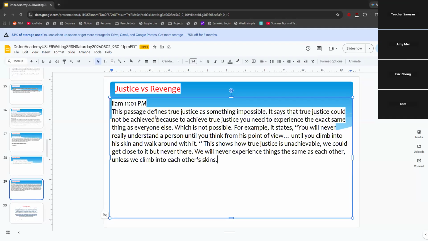This passage defines true justice as something impossible. It says that true justice could not be achieved because to achieve true justice, you need to experience the exact same thing as everyone else, which is not possible. For example, it states you'll never really understand a person until you think from his point of view, until you climb into his skin and walk around with it. That shows how true justice is unachievable. We get close to it, but never there. We can never experience things the same as each other unless we climb into each other's skins.